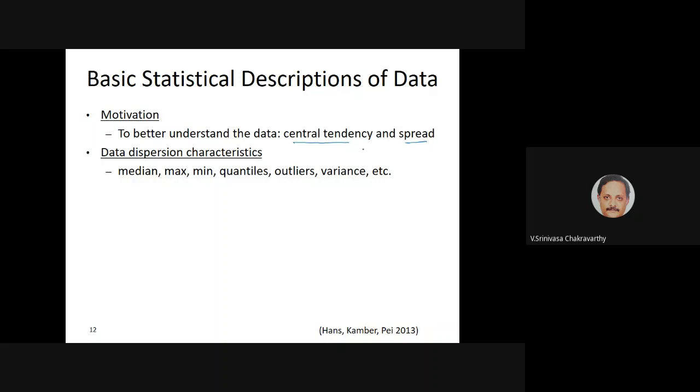Mean is just one kind of representation of central tendency, and standard deviation is only one kind of representation of the spread. There are other ways of capturing the same concepts. There are many different statistical parameters which can be used to represent either of them. Some examples are median, max, min, quantiles, outliers, etc. So let us look at them.